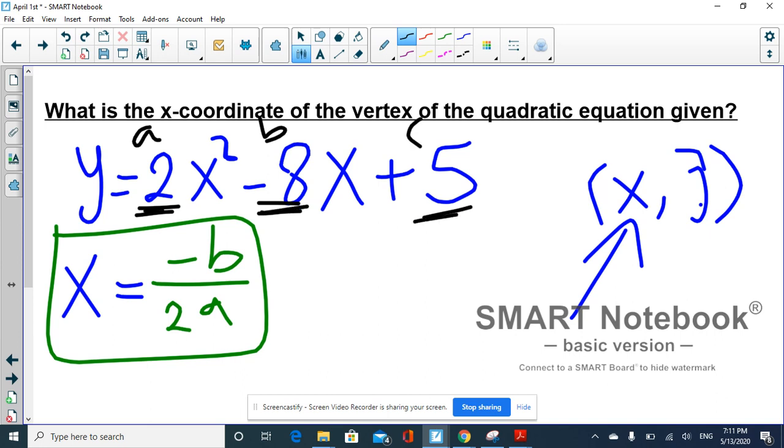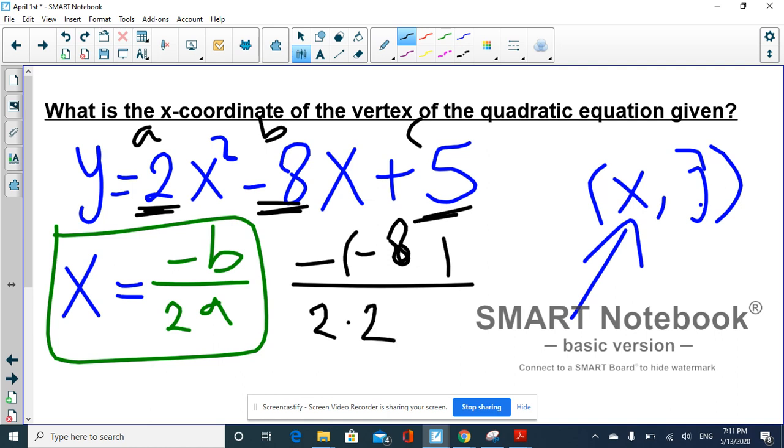We need negative b. B is negative 8. That means negative b is 8. Negative b means 8, over 2 times a, and a is 2. So we have 8 divided by 4 equals 2. This is the x coordinate, okay?